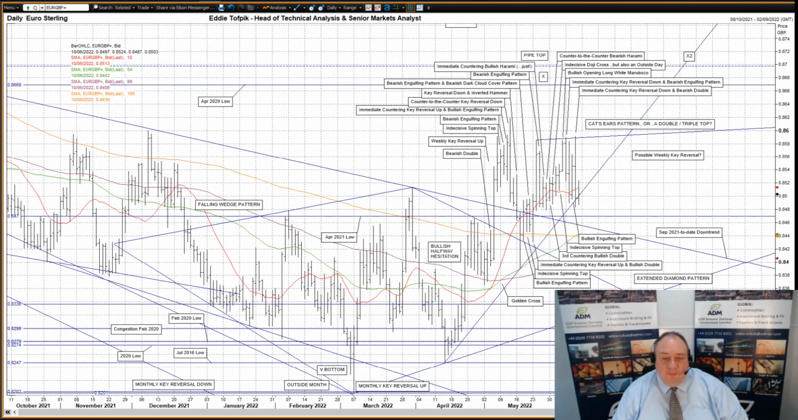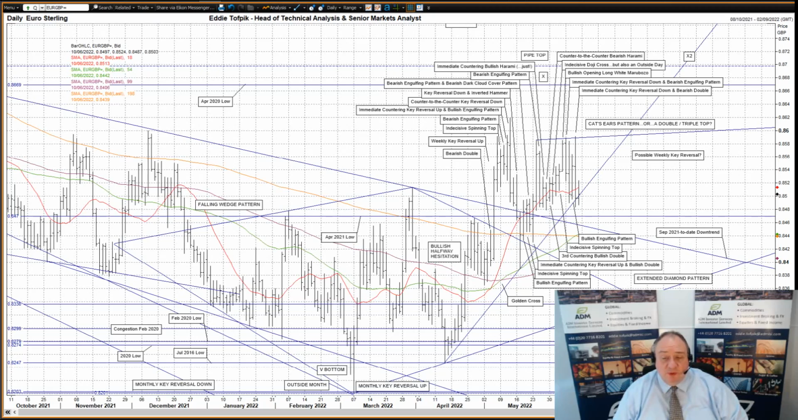Euro sterling. A huge immediate countering, key reversal down and bearish double pattern yesterday, which on its own has managed to set up the conditions for a possible weekly key reversal down for this week. It also has seemingly shredded any chance of a prospective ascending triangle pattern and opened up the opportunity for a possible cat's ears or double stroke triple top pattern formed since mid-May.